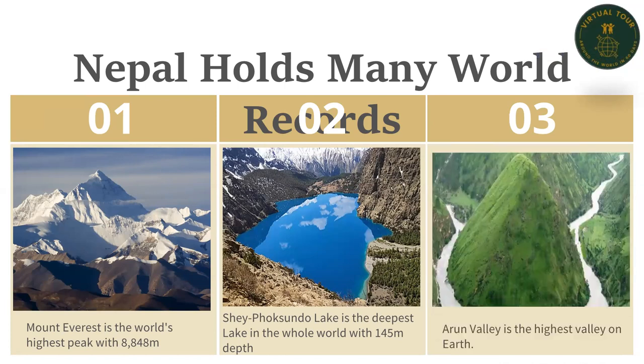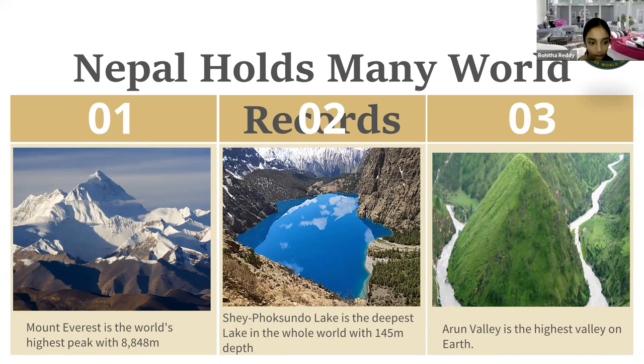And the third one is that it also holds the record for the highest valley on the earth. So this is Arun Valley, which is the highest valley, and you can see here. I mean, this also looks huge. This does not look like a mountain, not even an ordinary one. Yeah, it looks almost the same size as Mount Everest in the picture, but in reality it's quite different.